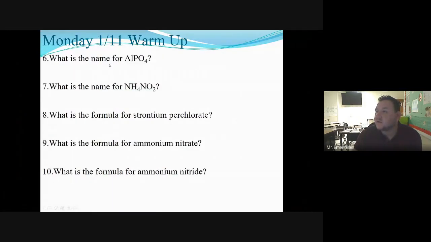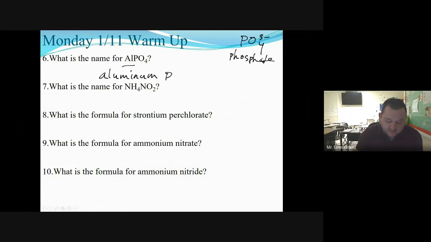Number 6, what's the name for AlPO4? See, I almost did it again. I almost just named it. So aluminum is in group 3. We don't even need to do the charges. We just need to identify the 2 parts. That's Al, so I know that that's aluminum. And then if you look on your polyatomic list, PO4 with the -3 charge, or 3 minus charge, remember that we write it opposite. That's phosphate.